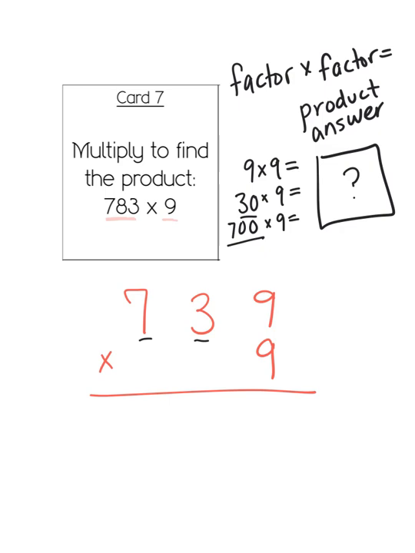9 times 9 is 81. So we're going to put down our 1, carry our 8. And our 8 is really 8 groups of 10, or 80. Next, we're going to do 9 times 3, which is 27, plus 8 more. Well, let me think. 27 plus 3 would get me to 30, and then plus 5 more would get me to 35. So see how I broke up my 8 into a 3 and a 5?